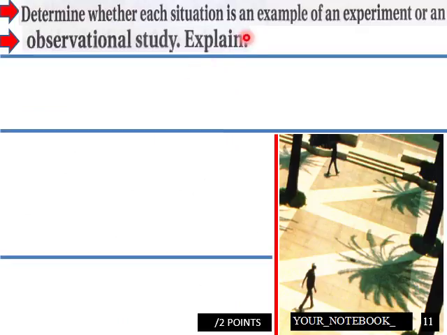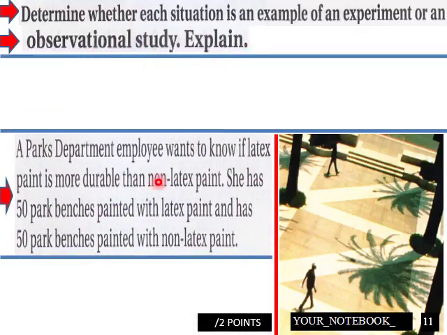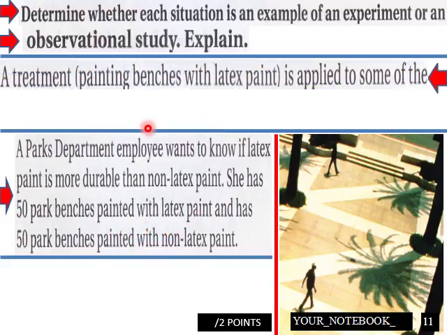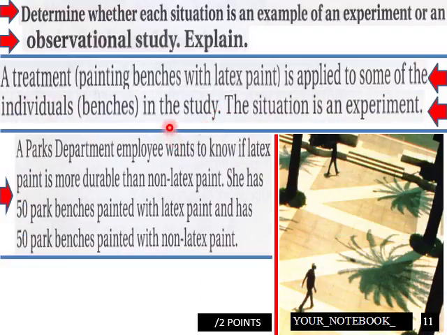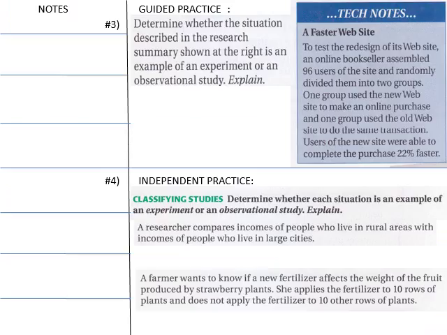Determine whether each situation is an example of an experiment or observational study. Explain. So a parks department wants to know if latex paint is more durable than non-latex. She has 50 park benches painted with latex paint and 50 park benches painted with non-latex. So a treatment, painting benches with latex, is applied to some of the individual benches, and the situation is an experiment. So here we have our guided practice here.